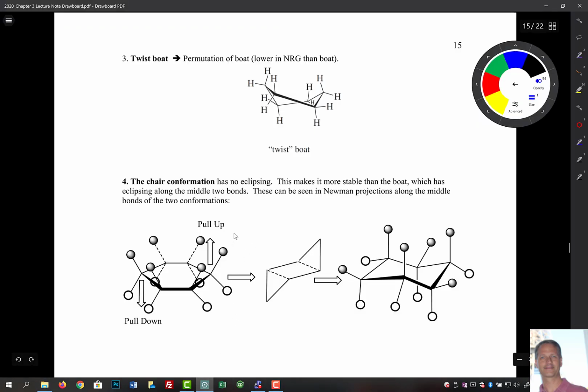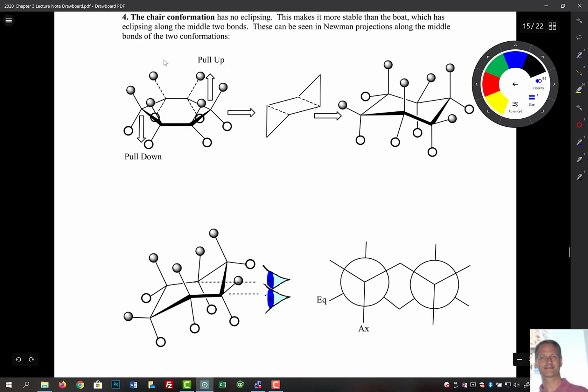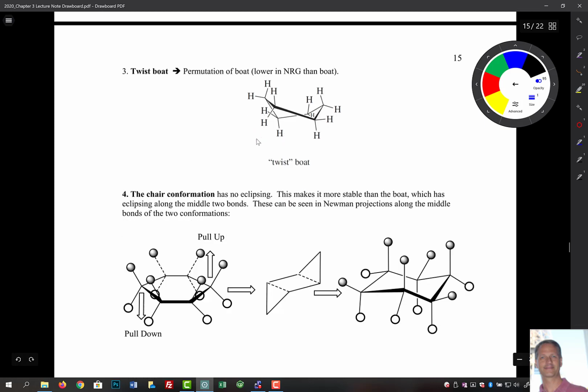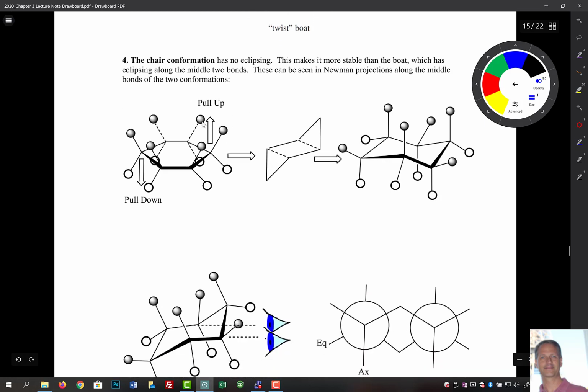Right now, the one that you really need to make sure that you know how to draw is called the chair conformation. So the chair conformation has no eclipsing, right? Up here with our twist boat, lower in energy, not really any eclipsing, but flagpole interactions is a problem. Here we adopt the most stable conformation.